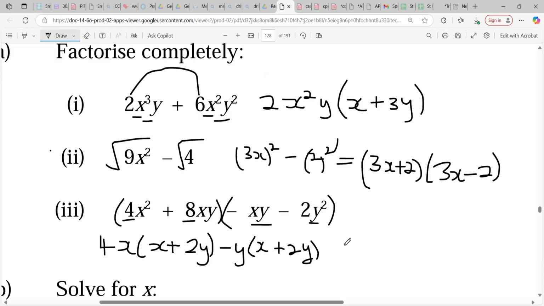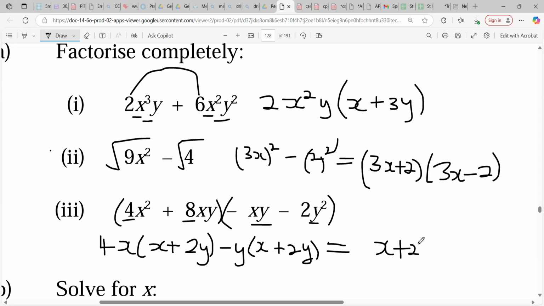So the final answer would be, we're going to take what's inside the bracket, which is this, x plus 2y. So x plus 2y is in the bracket. We're going to take that, right? Because that's common. And then we're going to put what is outside.